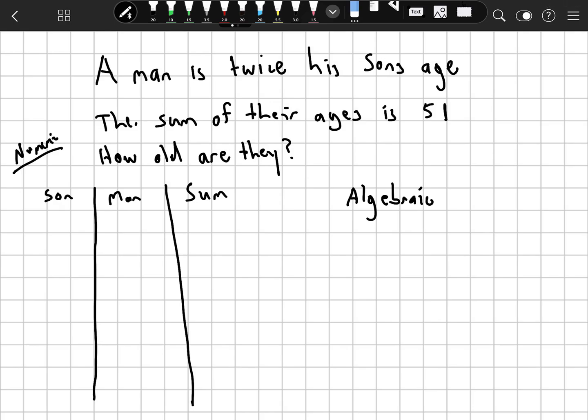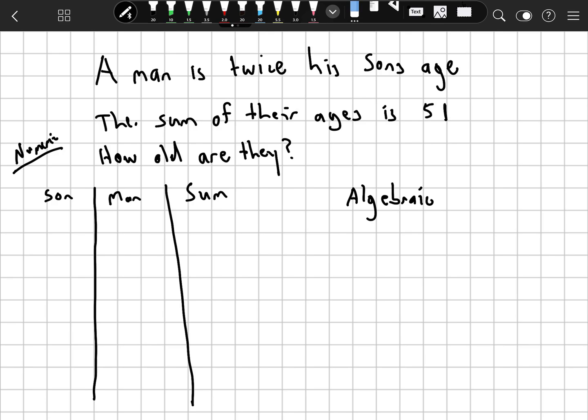We're working on substitution today. This is a way of solving a system of linear equations. So let's take a look at this first problem. It says a man is twice his son's age. The sum of their ages is 51.